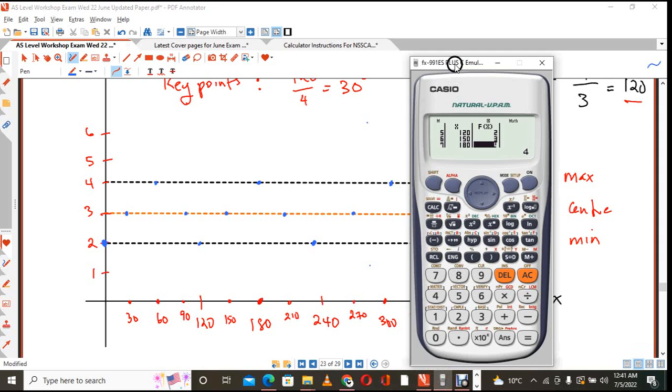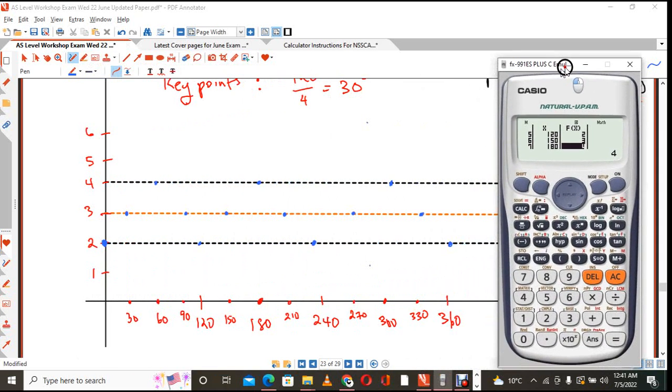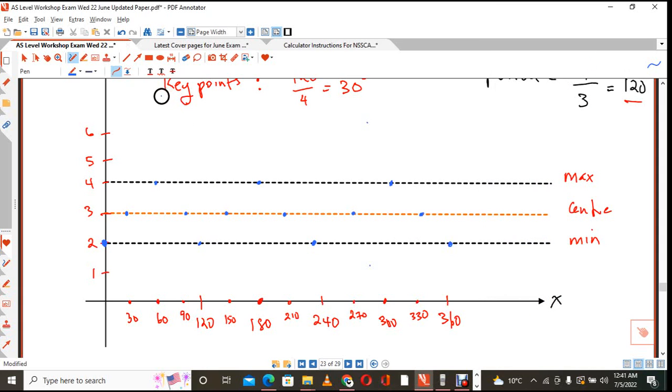Maybe I'm just going to show you so you can see. 180, so let me just move it aside. 180, I'm all the way up to 4. Can you see that? 210, 3. Can you see that? And 240. I hope you can see. And 270 is 3. 300 is 4. 330 is 3. And 360. There you go. So those are ways you can find those points. You don't have to have so many points, but definitely it will assist you.